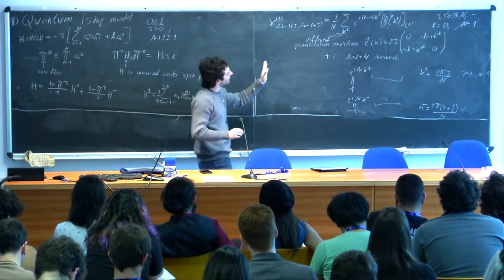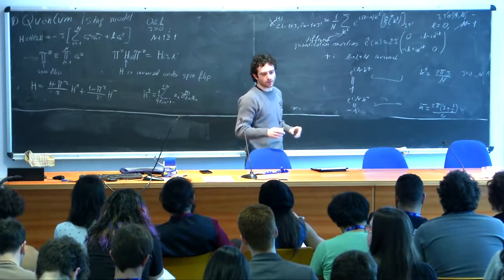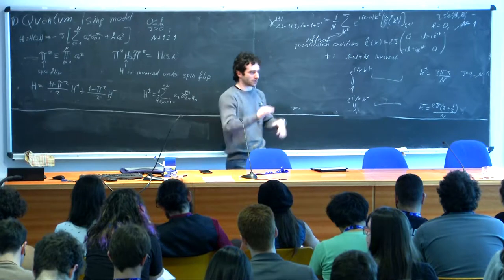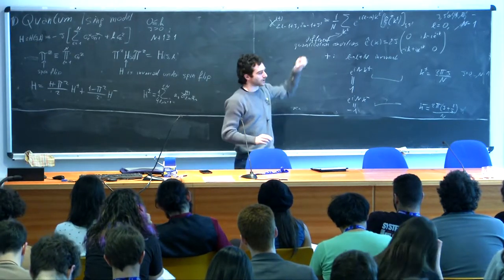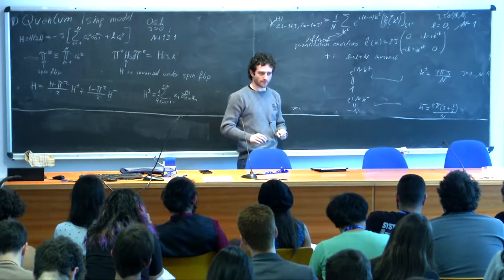Okay? This is the complication of the Ising model with respect to, for example, the harmonic chain. Because now, instead of just one sector, we have two sectors to consider, which are different.